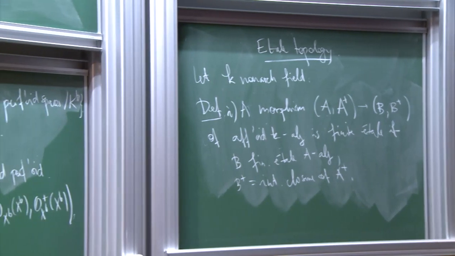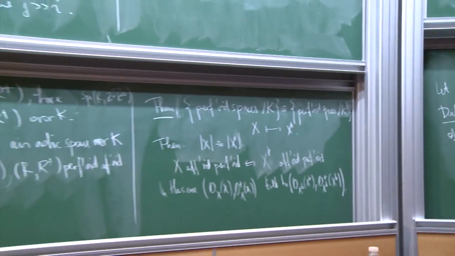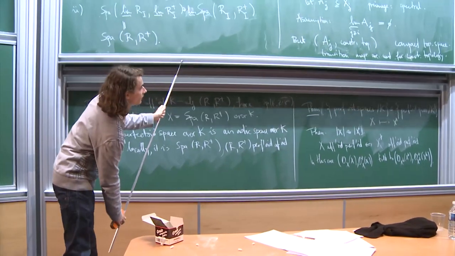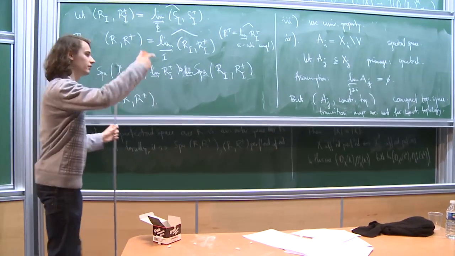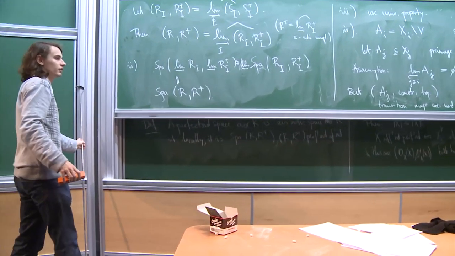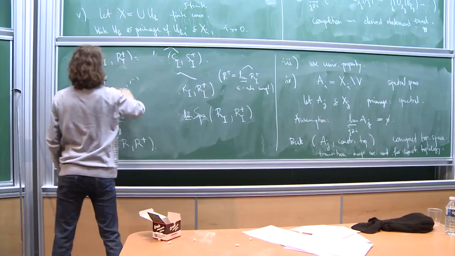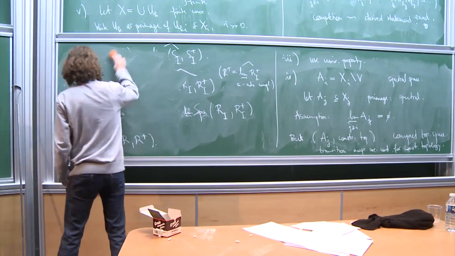So in other words, giving a finite étale algebra over a given finite K-algebra is equivalent to giving a finite étale algebra over this A, because the second component is uniquely determined.